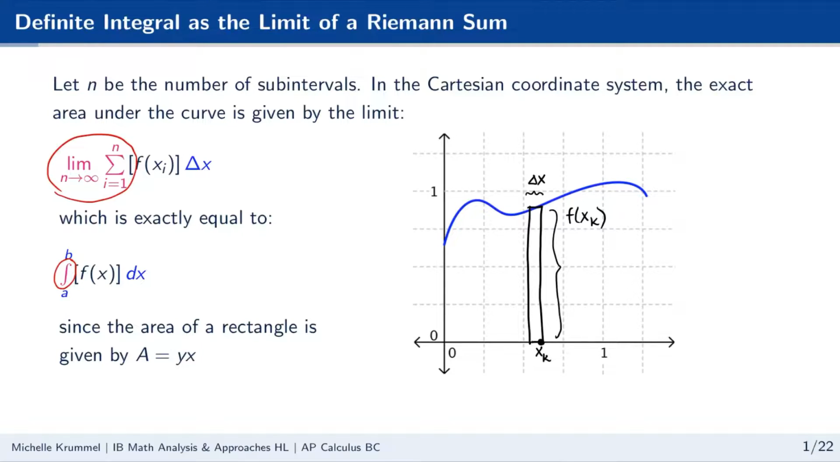That's how we find the area under a curve in the Cartesian coordinate system. And it's based on the fact that the area of a rectangle is just this change in x times this change in y.